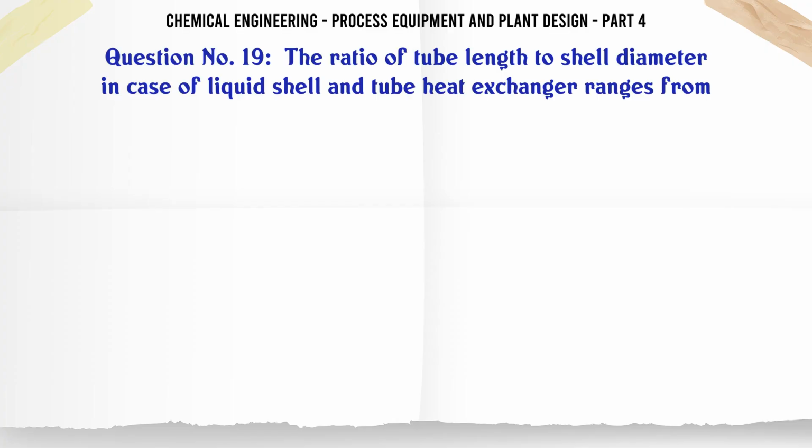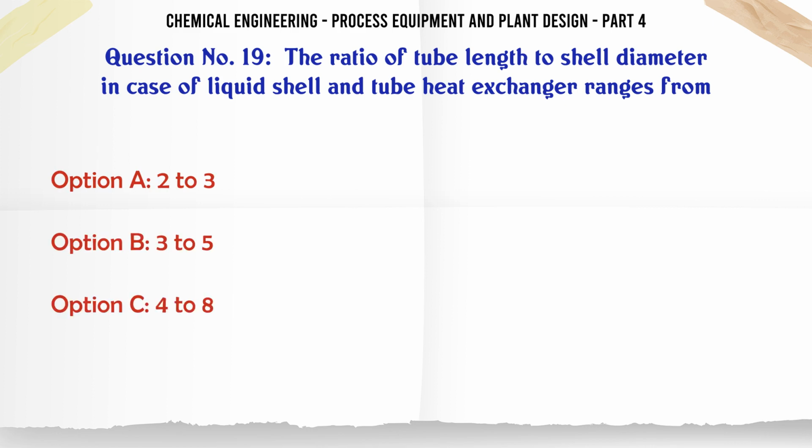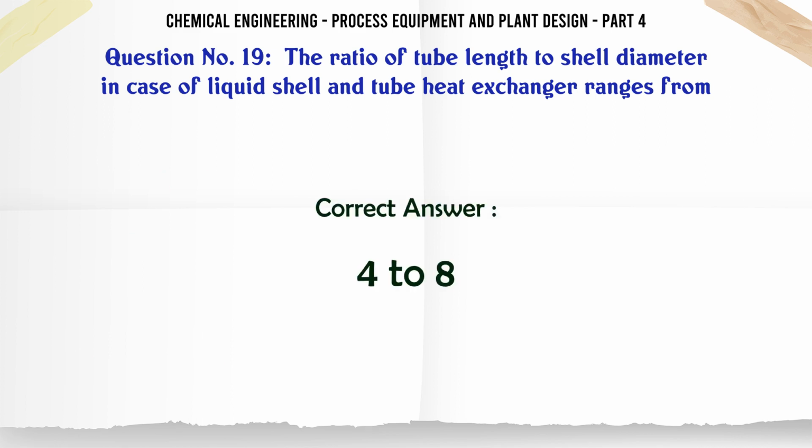The ratio of tube length to shell diameter in case of a liquid shell and tube heat exchanger ranges from A. 2 to 3, B. 3 to 5, C. 4 to 8, D. 6 to 12. The correct answer is 4 to 8.